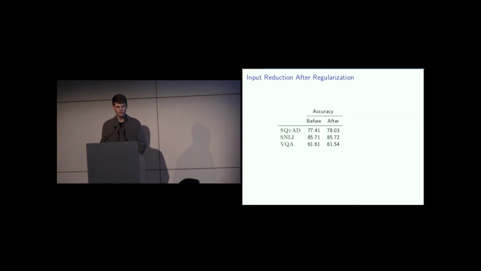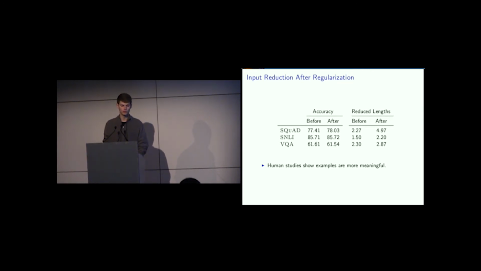So this crucially didn't affect the model accuracy. We even saw a small increase for SQuAD. Yet what we care about is this reduced length. It went from about 2 words to about 5. So we reran the human studies, and it showed the examples are significantly more meaningful. So human accuracy increased, and they were now preferring these examples to the random ones.